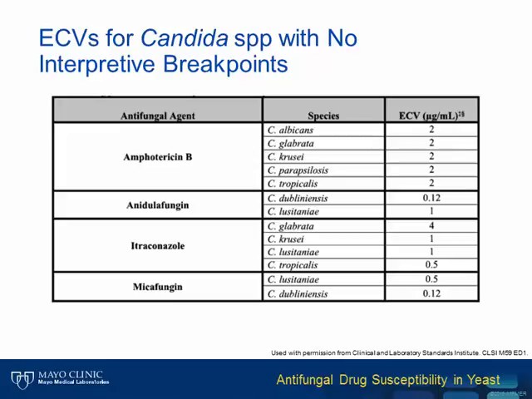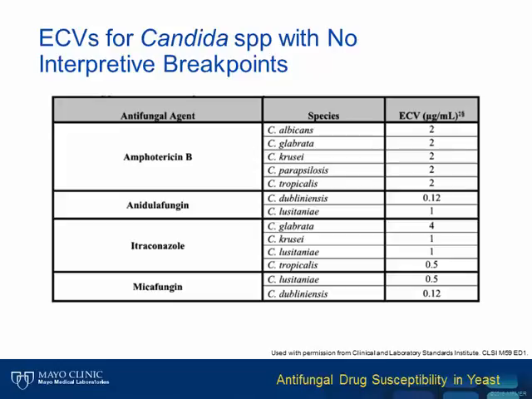This table lists the epidemiological cutoff values currently available for antifungals and Candida species, which have no breakpoints or interpretive criteria available. We now have ECVs available for several of the less frequently encountered Candida species, including Candida lusitaniae and Candida dubliniensis for the echinocandins, anidulafungin and micafungin.